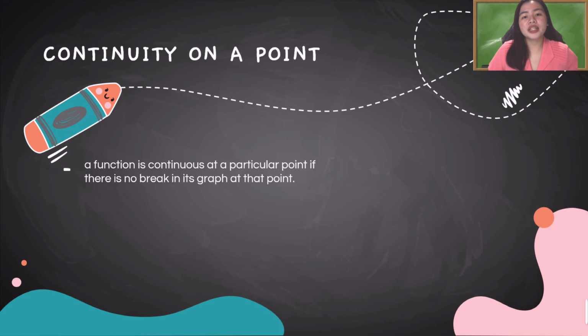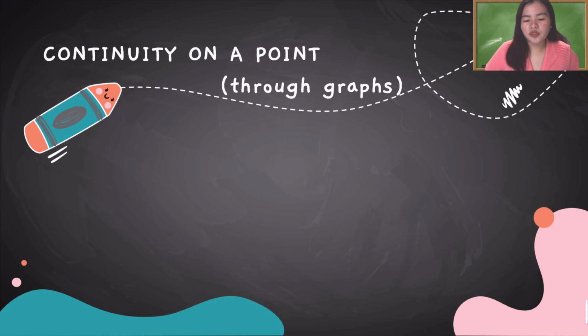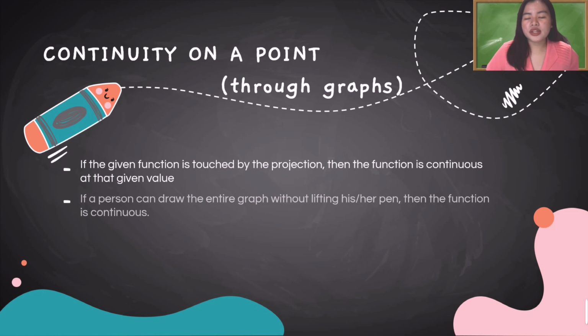But how can we really know if a function is continuous or not? There are actually two possible ways of determining if the function is continuous. The first one, and the easiest one, is through a graph. The easy method to test for the continuity of a function is to examine whether a pen can trace the graph of a function without lifting the pen from the paper.